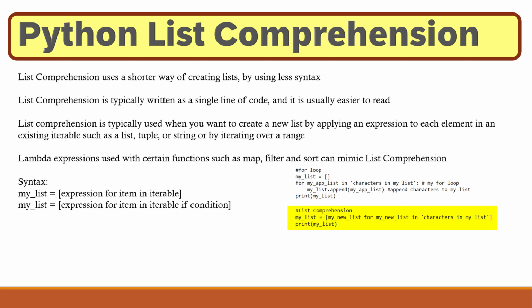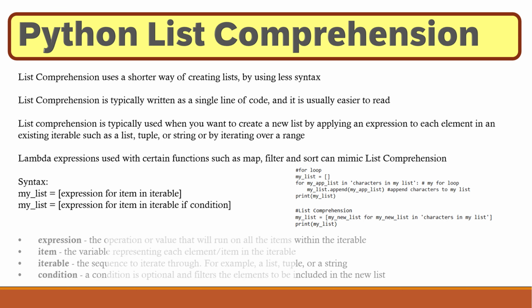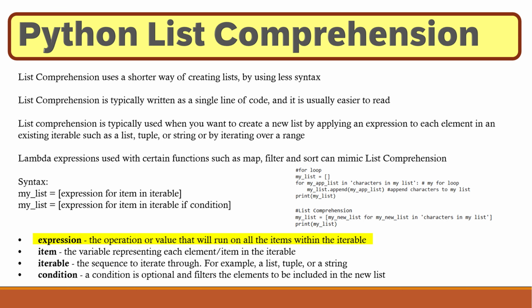So we'll run these 2 lines of code inside PyCharm. And at the bottom we can see the syntax description. The expression is the operation or value that will run on all the items within the iterable. Then we've got the item, which is the variable representing each element or item in the iterable. And then we've got the iterable, which is the sequence to iterate over, for example a list, string or a tuple. And the last one is a condition. A condition is optional and filters the elements or items, you can call them elements or items, to be included in the new list. So a filter helps decide whether or not an element or an item should be added to the new list.